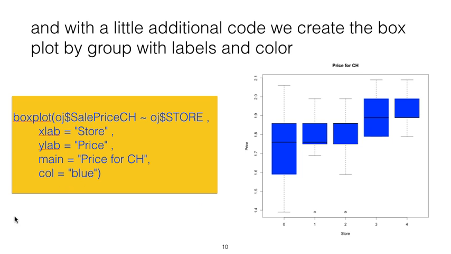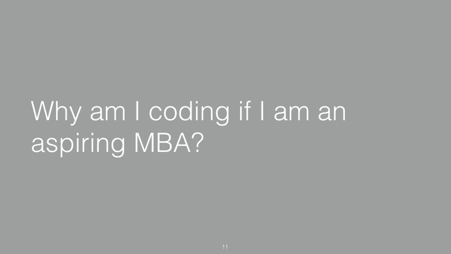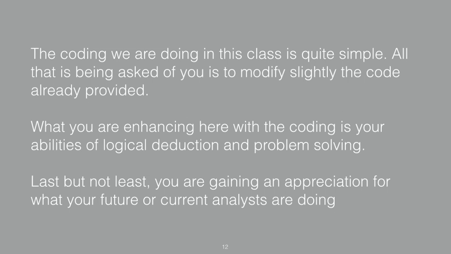Okay? So a little discussion as to why am I coding if I'm an aspiring MBA? Why all this coding? I'm an MBA. Well, the coding we are doing in this class is quite simple. It's pretty basic. All that is being asked of you is to modify slightly the code that's already being provided. So again, when we go through the example in the R video, you're getting that code. So all we're asking you to do is basically the same things or similar things with different data. So all you have to do is just change the names of the data, the variables and so forth.